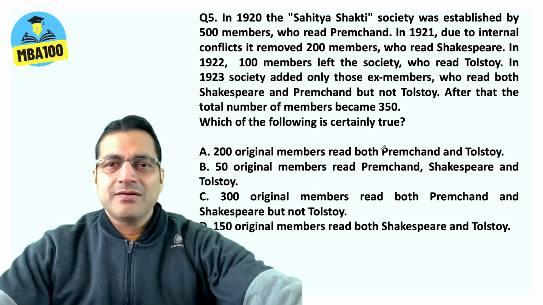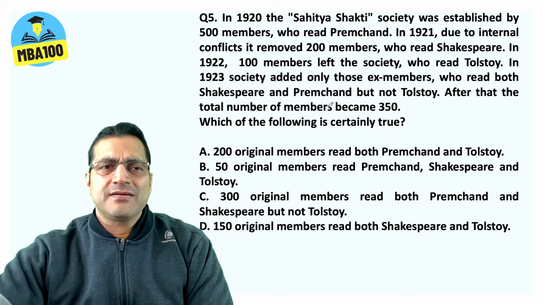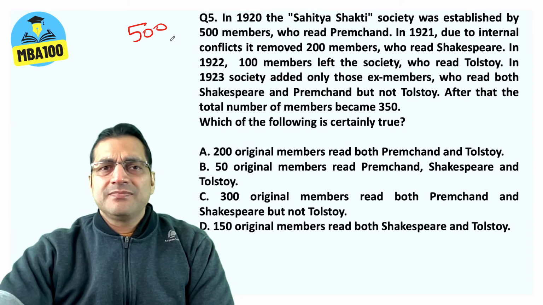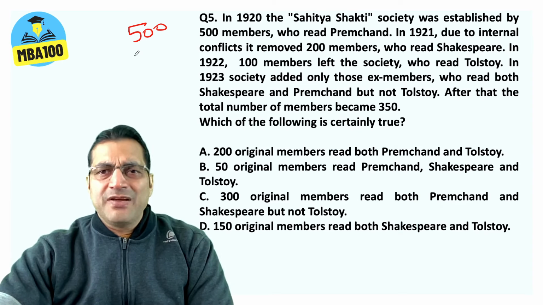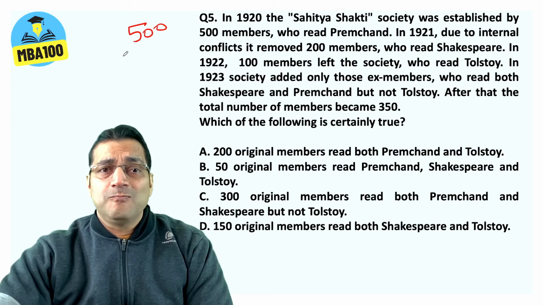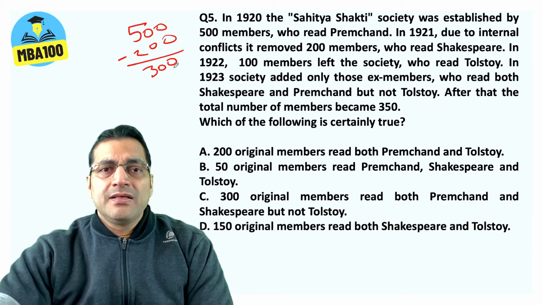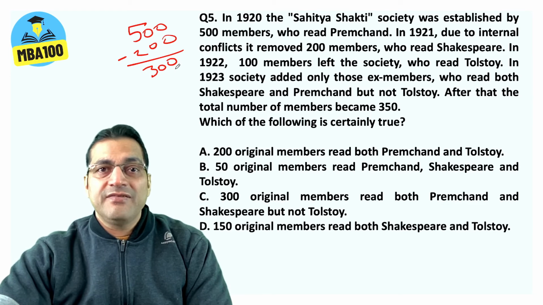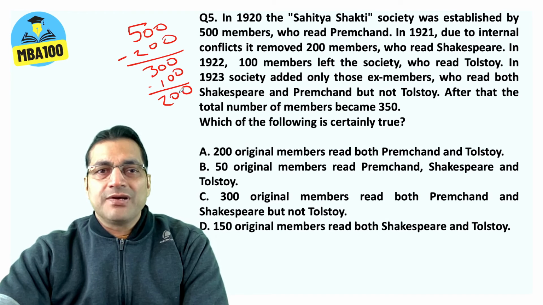Many people found the question to be difficult. Many people got into Venn diagrams and all that. Forget that. How many members did you have initially? A total of 500 members. How many were asked to go because of being followers of Shakespeare? 200. Take out 200. How many are you left with? 300. Then 100 more people left, this time because they were avid readers of Tolstoy. So take out 100. Now you're left with 200.